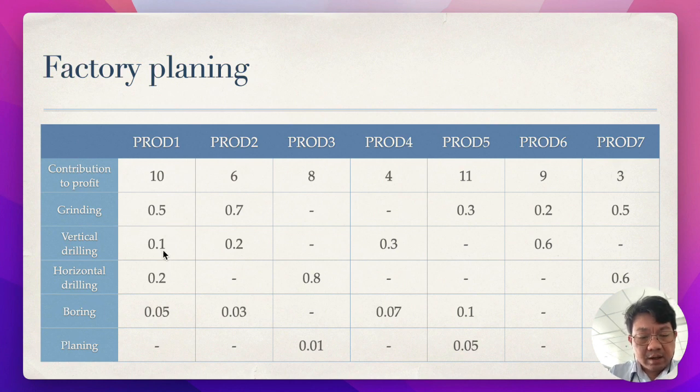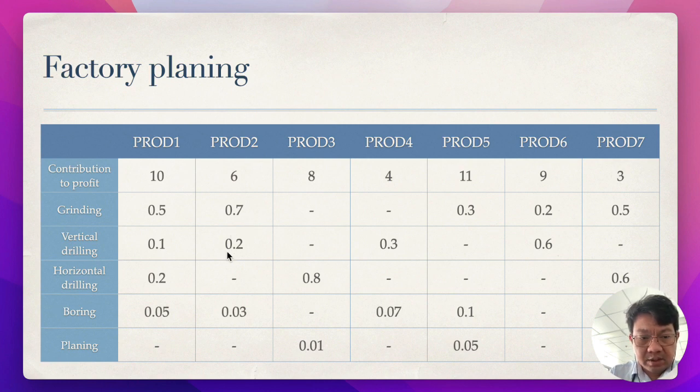machine, and 0.1 hour vertical drilling, and 0.2 horizontal drilling, and 0.05 boring. Okay, and you can see that we don't need planer for product 1. In order to make product 1, and for product 2 you need different hours of machine.